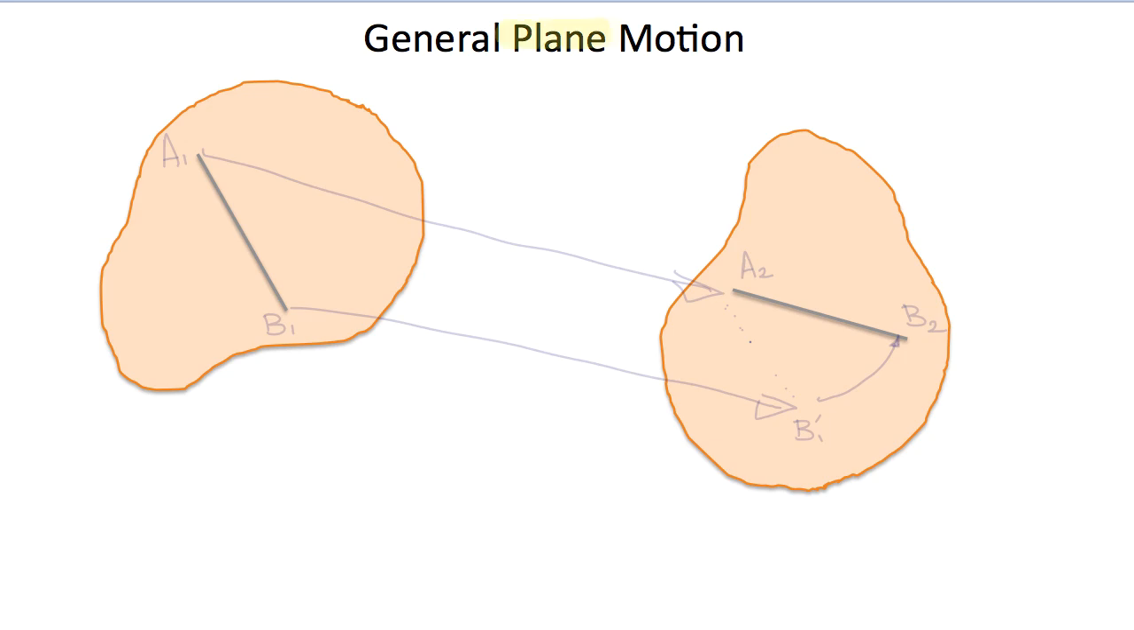Let's consider a two-dimensional example of a general plane motion consisting of a translation and a rotation in a plane. So A1 goes to A2 and B1 goes to B2 as this body translates and rotates. So the translation we can show as the vector connecting A1 to A2, and there's a parallel vector connecting B1 to B1 prime. Then to get from B1 prime to B2, this must be a rotation.